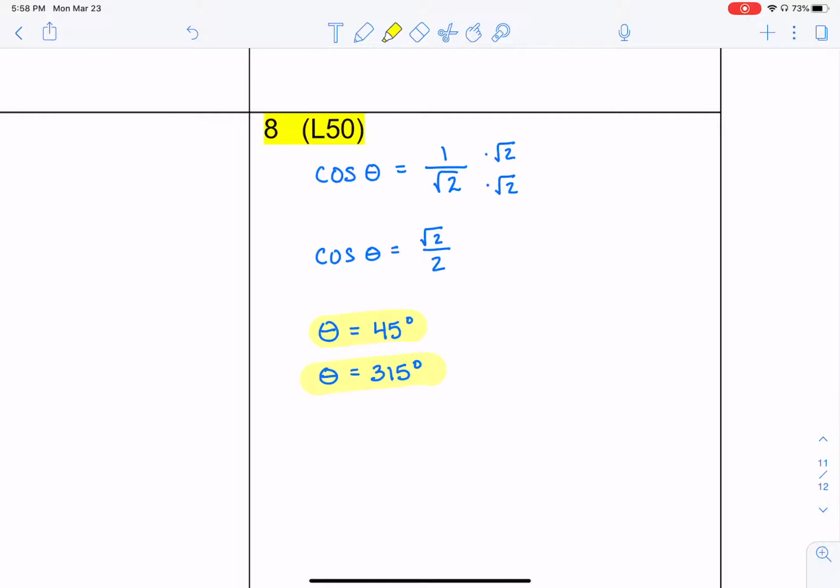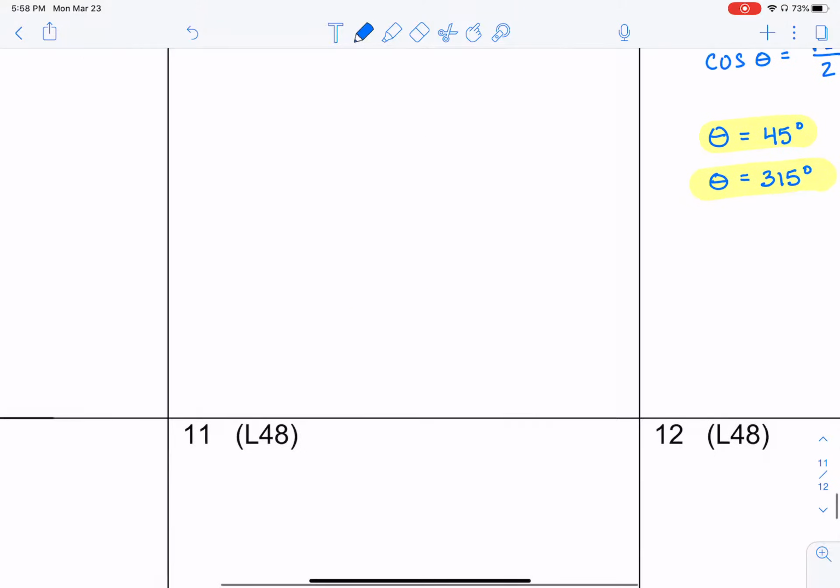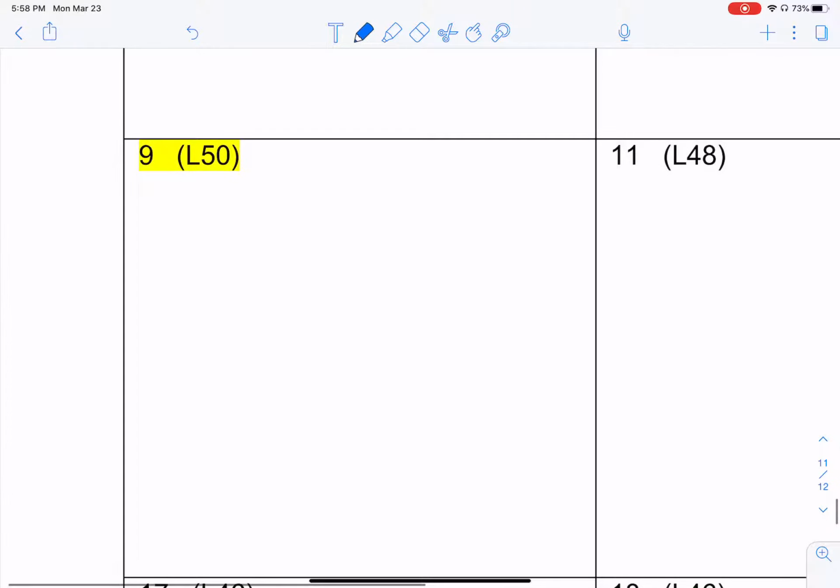And then I'm going to go over to question 9, also new for this lesson. The original problem reads -2 plus root 3 secant theta equals 0. Add the 2 over to the other side.